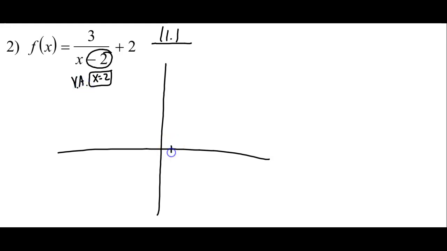So I'm going to go over 2, and I'm going to draw a vertical line here. This number here, we don't change the sign, we keep it the same. And that one gives us our horizontal asymptote.